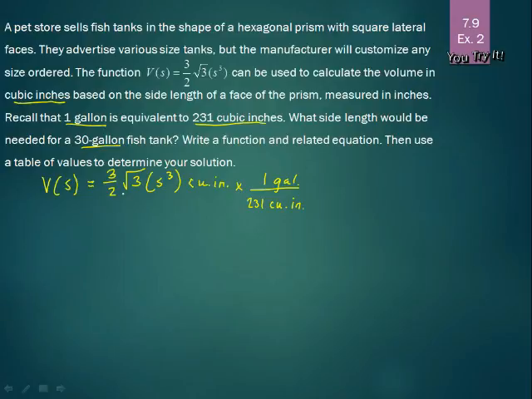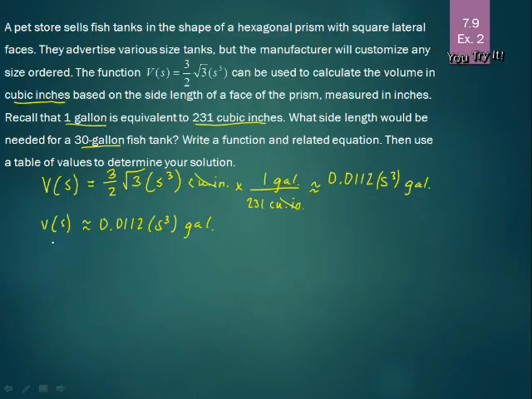So 3 halves times the square root of 3 times 1 will equal quite a long decimal, but if we round that to the nearest 10 thousandths, it's approximately 0.0112, and then we still have the s cubed. Our cubic inches cancel, and we're just left with gallons. And so our new function is approximately 0.0112 s cubed, and that's in gallons.